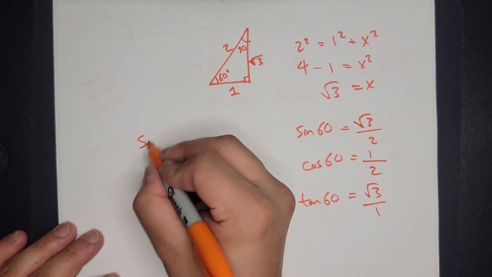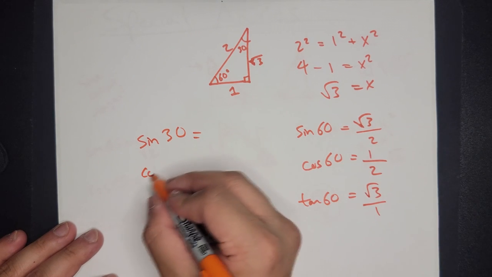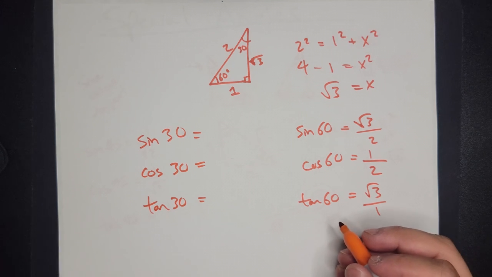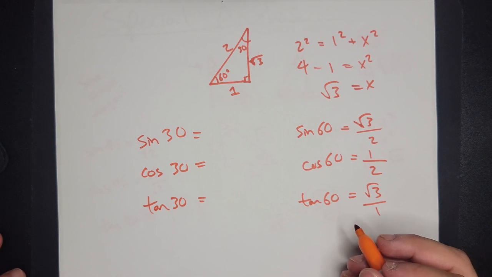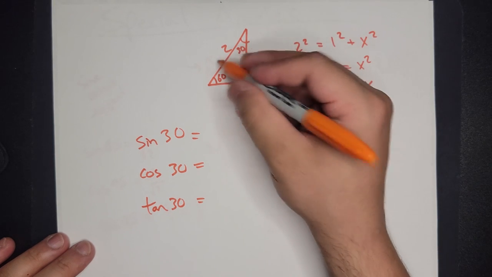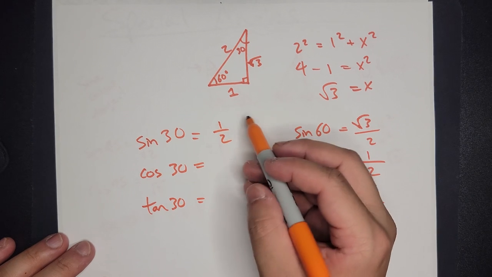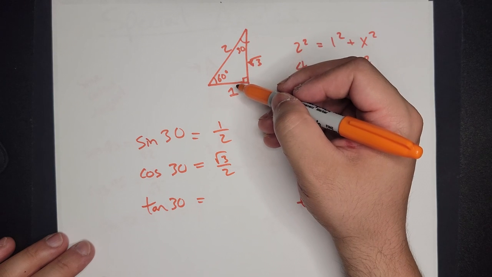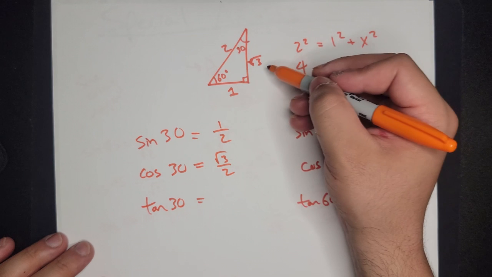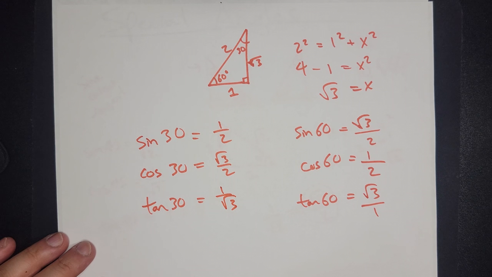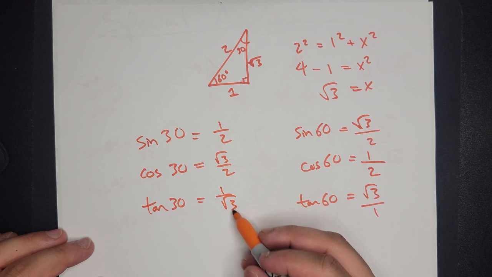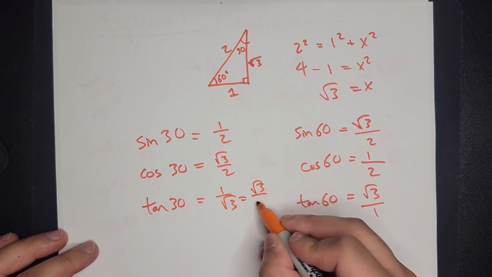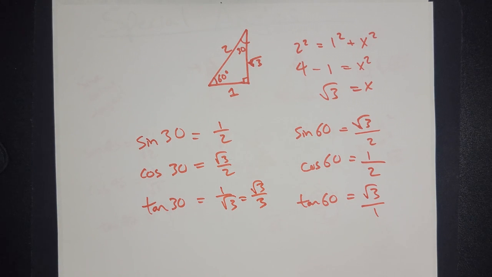Similarly, I can write them out for 30 degrees. Sine 30 is opposite over hypotenuse, 1 over 2. I have cos of 30, which is adjacent over hypotenuse, root 3 over 2. And then tan 30, opposite over adjacent, 1 over root 3. And again, 1 over root 3 can also be written as root 3 over 3, just to make it easier in calculations.